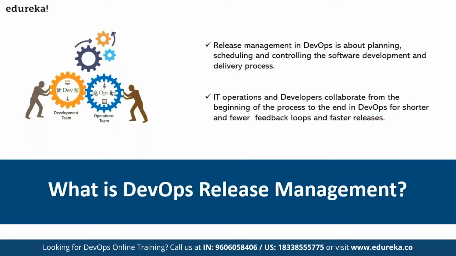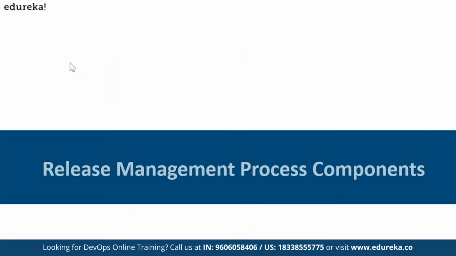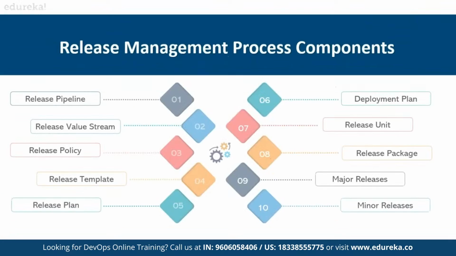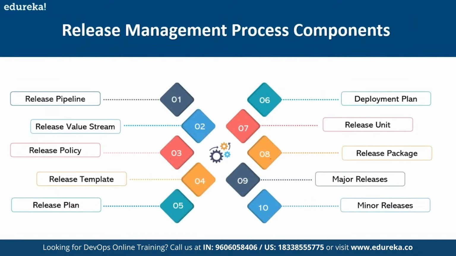As I said, for shorter and fewer feedback loops and faster releases, the operations and developers teams should collaborate. That is the critical step. Now, those steps are managed by a release management system. So what is a release management system? The process consists of 10 major components.